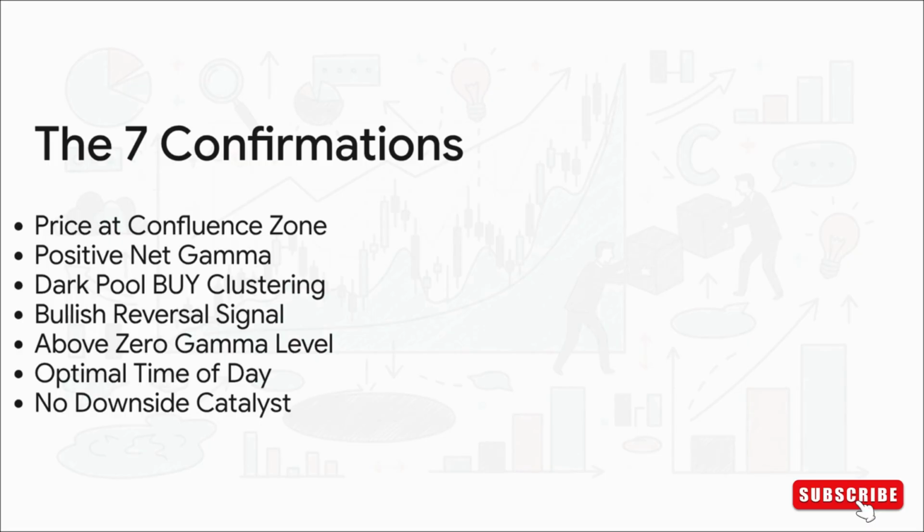6, we think about the time of day. We want to avoid the crazy open and the volatile close. And finally, number 7, just a quick sanity check to make sure there's no big news, like an FOMC meeting that could just blow up the trade. It's only when all 7 of those boxes are checked that we consider it a high probability entry.